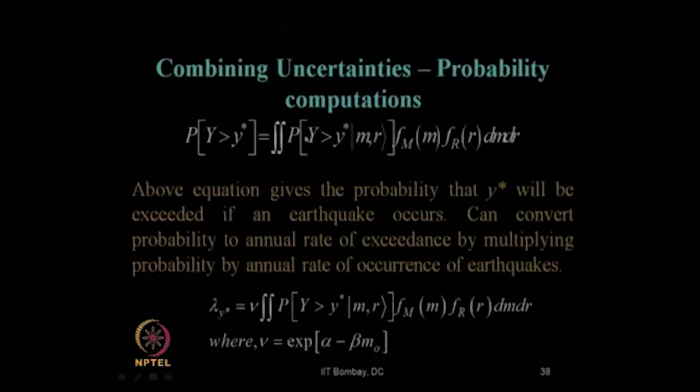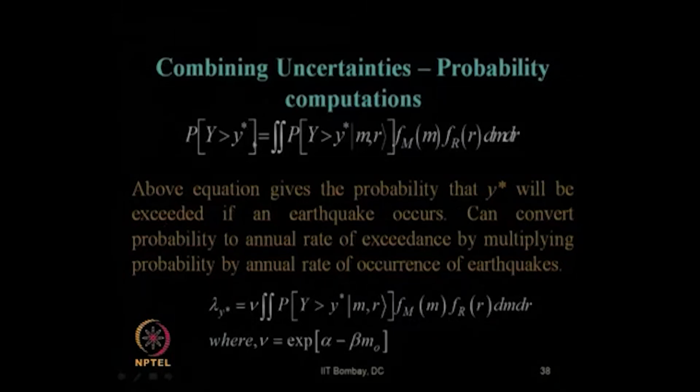So, again we are writing the same thing. In the above equation, it gives the probability that y star, the given value, will be exceeded if an earthquake occurs. That is, suppose we are interested to know about a hazard that at a site peak ground acceleration will be more than 0.3 g. So, we need to find out the probability of occurrence of that earthquake with PGA greater than 0.3 g for all those given conditions of probability, that is, magnitude uncertainty is taken care of, distance uncertainty, source to site distance, is taken care of, then we can find out the combined probability.